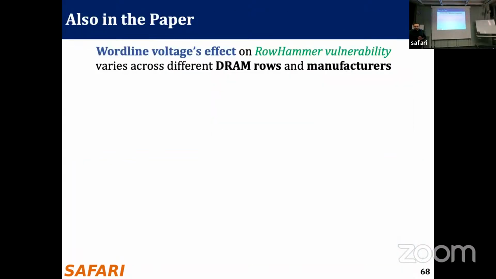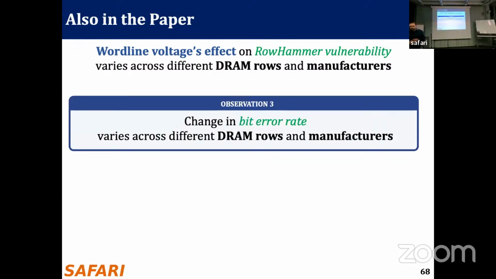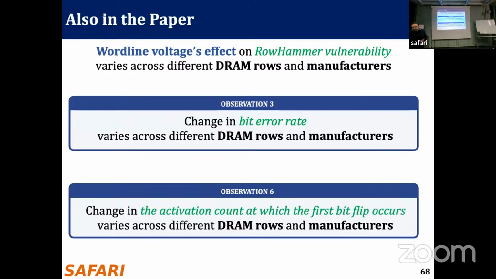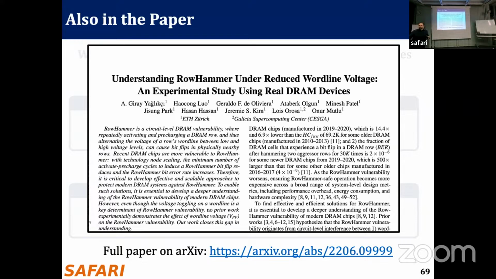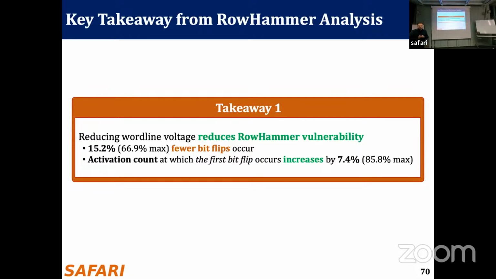So we also look at the wordline voltage effect on RowHammer vulnerability across different DRAM rows and manufacturers. And we observe that the change in bit error rate varies across different DRAM rows and manufacturers. And the change in HC first also varies across different DRAM rows and manufacturers. So it's not, again, a super straightforward relation. You can see more data about this analysis.